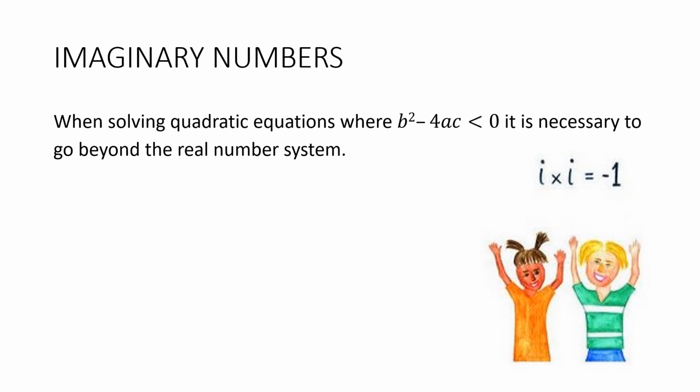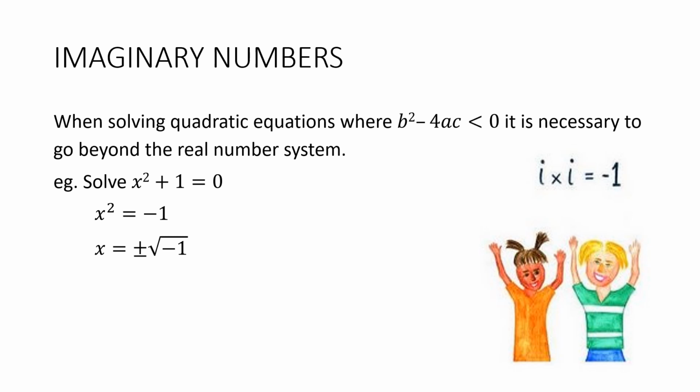Now let's look at imaginary numbers. When we solve quadratic equations where the discriminant is less than 0, we have to go beyond the real number system. So let's look at an example. We'll solve x squared plus 1 is equal to 0. We'll take the 1 over the other side. We get x squared is equal to negative 1, and take the square root of both sides.